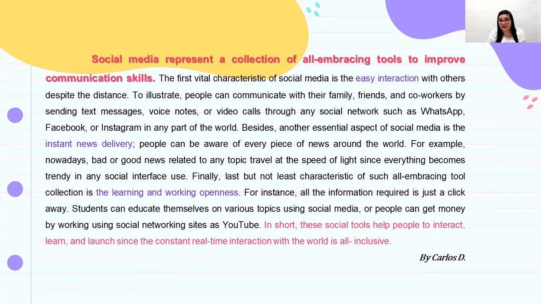First is the easy interaction. Second is the instant news delivery. And third is the learning and working openness that it offers. At the end, he's closing his paragraph, concluding the paragraph, not just ending. He's saying, in short, these social tools help people to interact, learn, and launch, since the constant real-time interaction with the world is all-inclusive. Why do we conclude this? Because this is the same idea that we said at the beginning.